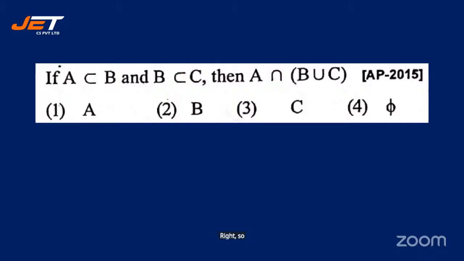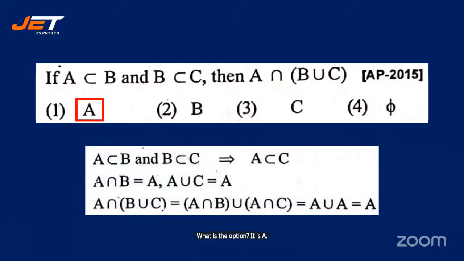If A is a subset of B and B is a subset of C, then A intersection (B union C) is dash. Is it A, B, C, or null set? So this was asked in the year 2015. What is the option? It is A. We can see here A is a subset of B, B is a subset of C, which means A is a subset of C. A intersection B is equal to A, and A intersection C is equal to A. So A intersection (B union C) is equal to (A intersection B) union (A intersection C), which is A union A, which is A. Right?